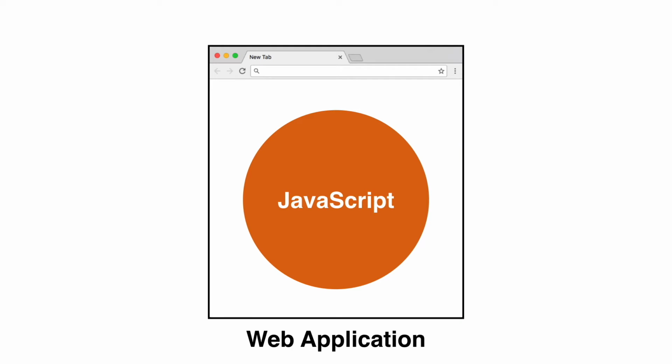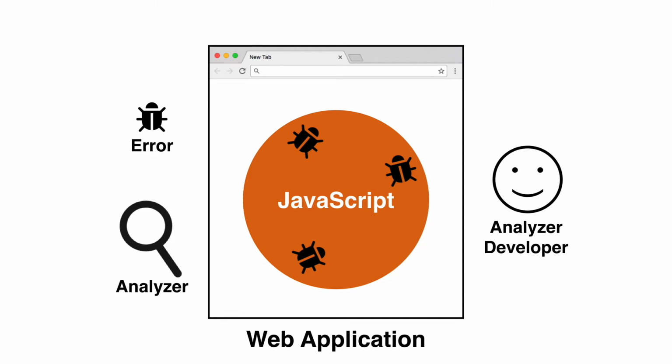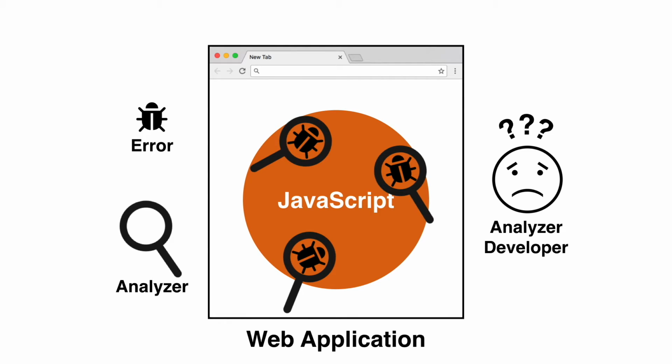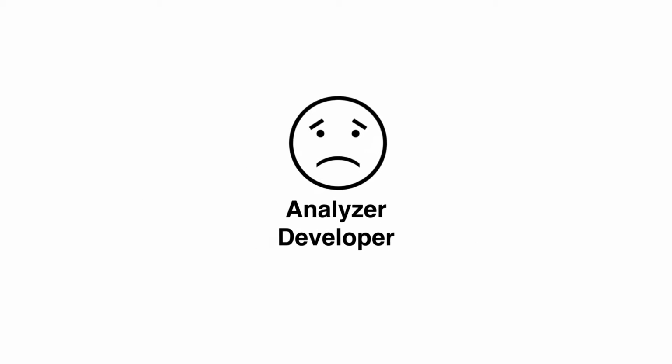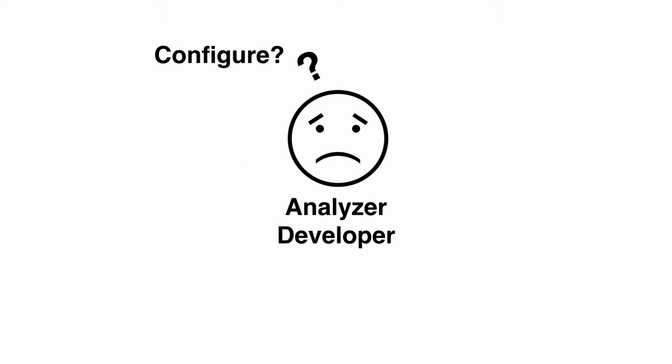JavaScript has become the language for web applications, but they are often vulnerable to programmer errors. So, various JavaScript analyzers are developed to detect such errors. However, it is not easy to experiment with such analyzers because analyzer developers want to configure existing analysis techniques easily, add new techniques easily, and debug their implementation easily.